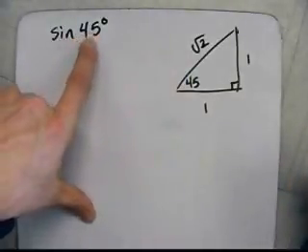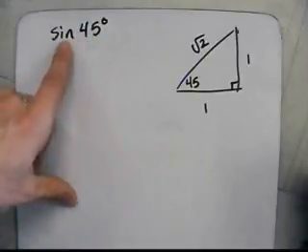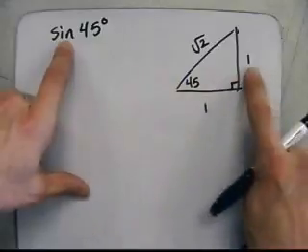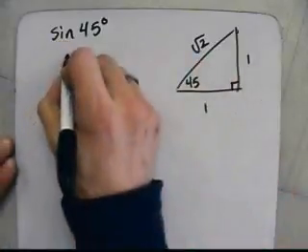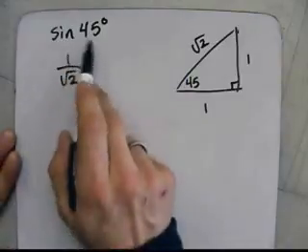So now if I want to find the sine of 45, sine stands for the opposite over hypotenuse. Opposite side is 1. Hypotenuse is square root of 2. So this is going to be 1 over the square root of 2. That's almost the answer. So close. It's looking for the ratio, exactly. It's looking for what my answer is for the ratio for sine of 45.